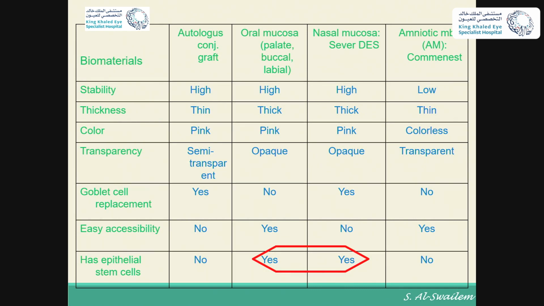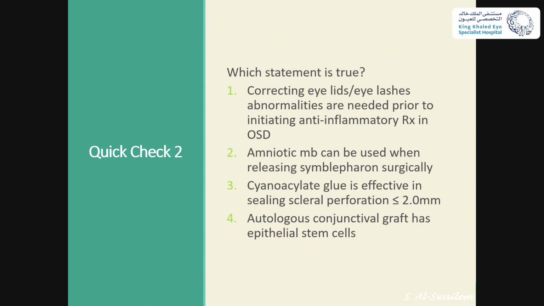And goblet cells are available in two of them only, the nasal mucosa and the autologous graft. The accessibility, the most difficult one is the nasal mucosa, as I said earlier. And who has the epithelial stem cells? It's the oral mucosa and the nasal mucosa, while the autologous or the amniotic, they don't have any epithelial stem cells within them. So they cannot give you epithelial stem cells if you transplant them to the cornea.